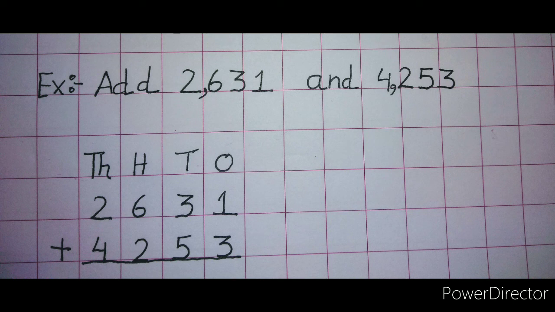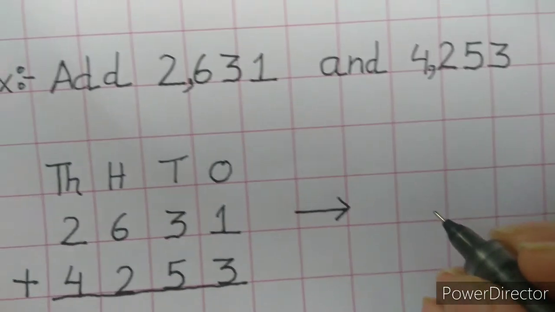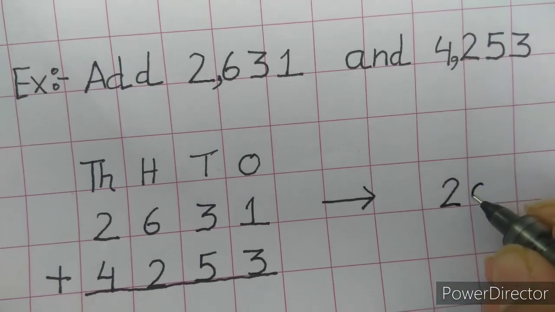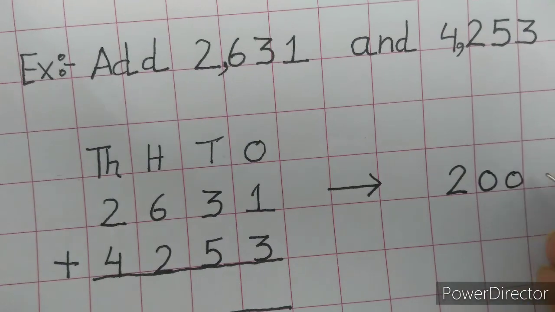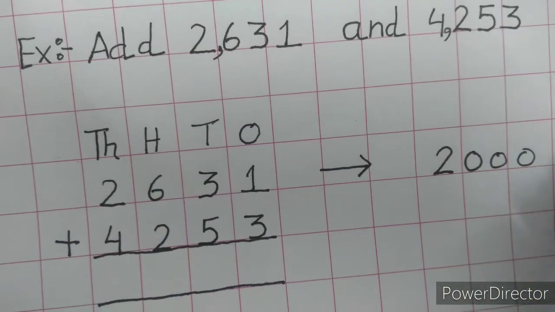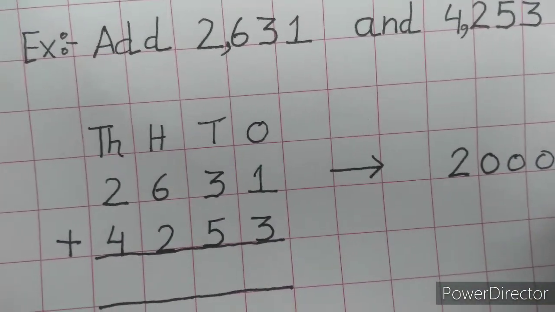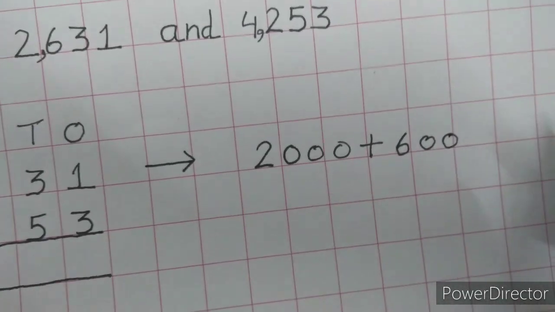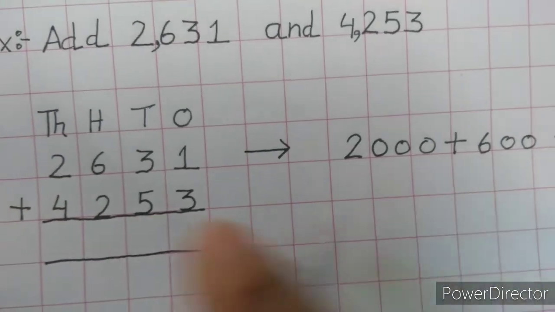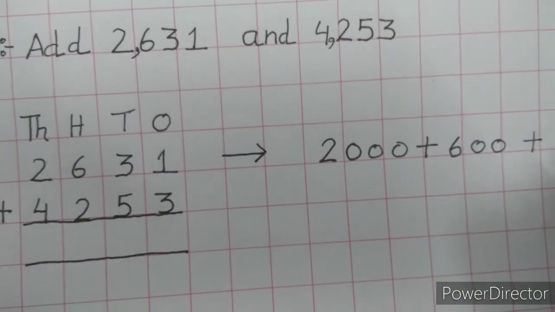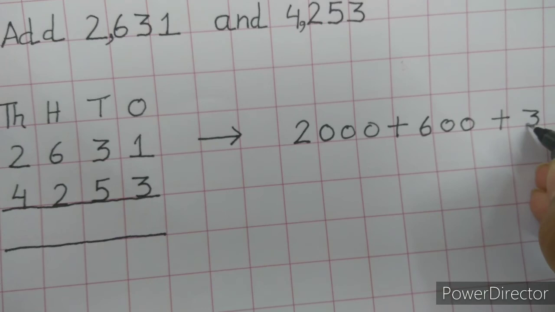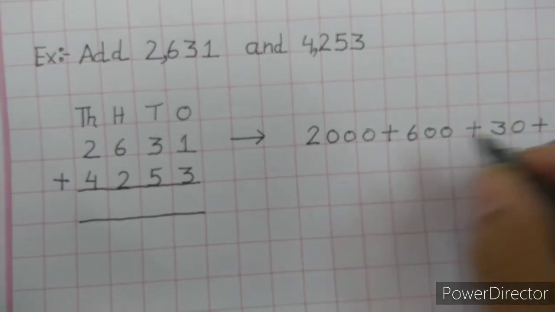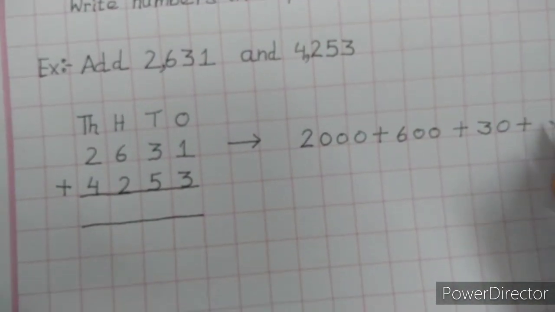First we will expand 2631. In the thousands place the digit is 2, so we will write 2000. In the hundreds place the digit is 6. We will write 600. In the tens place the digit is 3. For that we have to write 30. In the ones place the digit is 1. So we will write plus 1.